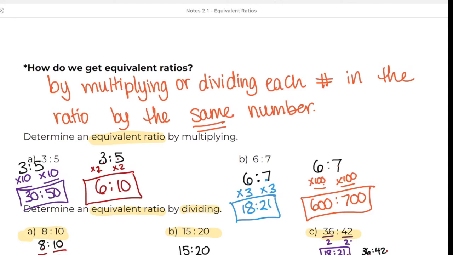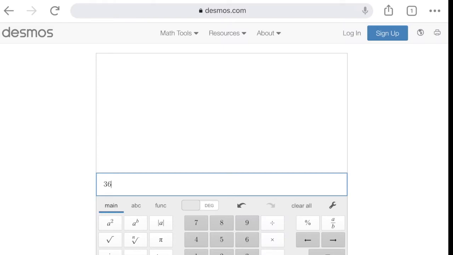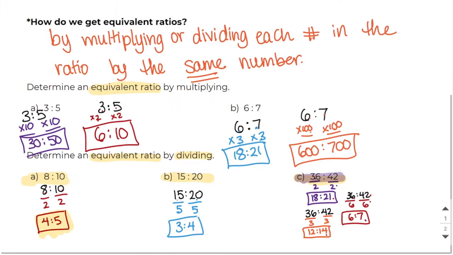And when we do that, it'll give us the lowest reduced answer. So for example, with this 36 to 42 that we have here, 36 over 42. And then when I press this fraction button here, I get 6 over 7, which is what we got here. This was the most reduced possible answer. But 18 to 21 and 12 to 14 are also acceptable answers.